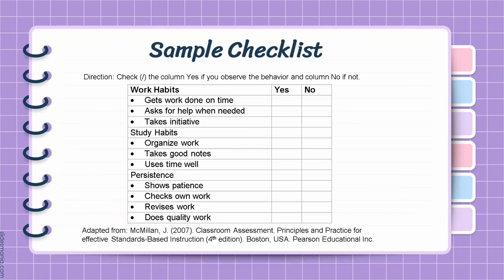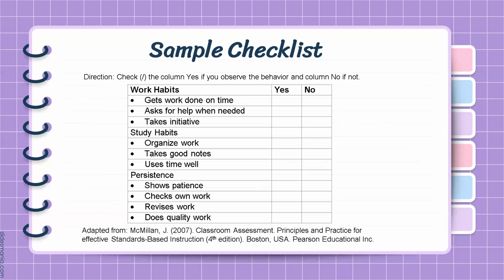This is a sample checklist adapted from Macmillan 2007. The direction says, check the column yes if you observe the behavior and column no if not. So we can see here that in the first column, we have the descriptors or the statements in your checklist, or what we call the items. The second column contains the yes and the third column contains the no. The second and third columns are where the respondents will check their answers.